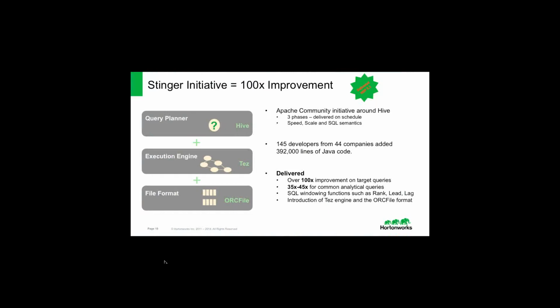So the Stinger initiative was a concerted effort to bring performance improvement into the Hive ecosystem. And it was a joint effort. We had 145 developers from 45 companies produce 392,000 lines of Java code, including Microsoft. Microsoft actually helped develop the ORC file format. And what came out of it was an updated query planner in Hive, as well as an execution engine called Tez, and additional file formats called ORC file. Prior to Stinger, there was an RC file, and so ORC stands for Optimized RC file. And this was all delivered in HDP 2.1, which came out, I believe, last June.